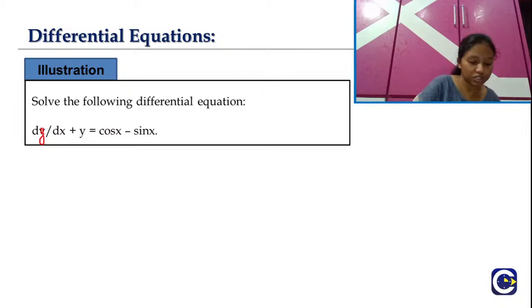Yeah, Arun, I have just changed it. It was a mistake. It's dy by dx. I just corrected it. You can have a look.